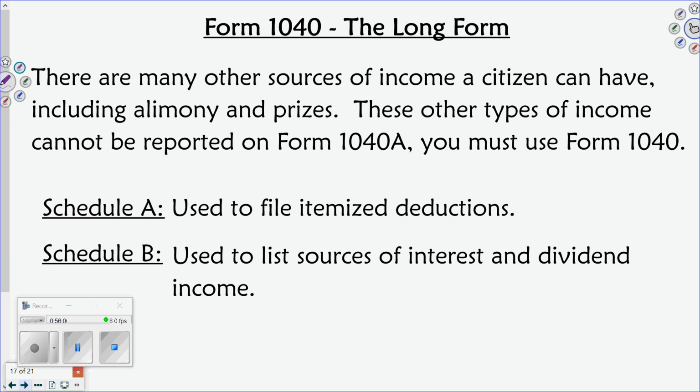But anyway, and then prizes. Let's say you won some big drawing. Let's say you went on The Price Is Right and you won a car and everything else, right? Powerball, you won the lottery, things like that. So that's prizes. So if you have any of that stuff, you can't do the 1040 Easy or the 1040A. You'd have to go with the long form.